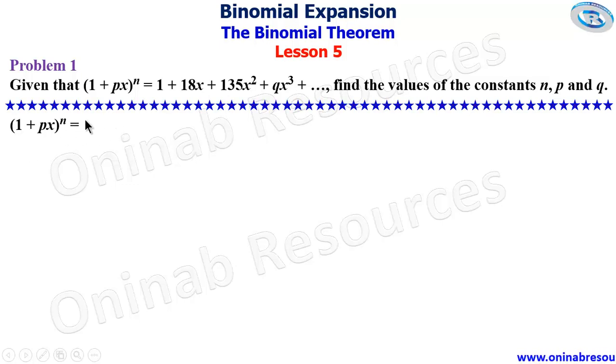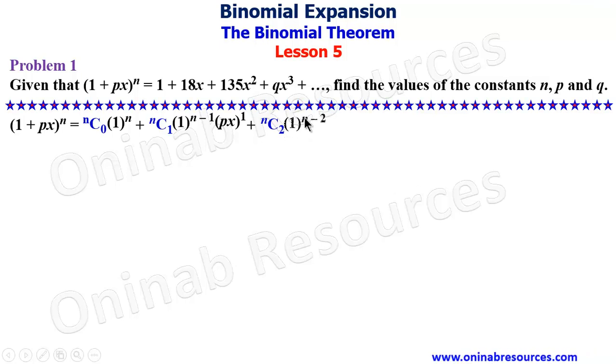So the first term is going to be nC0, 1 raised to power n. There might not be need for (px) raised to power 0 here. So we go to the next term, plus nC1, 1 raised to power n minus 1, then px raised to power 1. Then the next term plus nC2, 1 raised to power n minus 2, (px) all squared, plus nC3, 1 raised to power n minus 3, then (px) all to the power of 3, and so on.